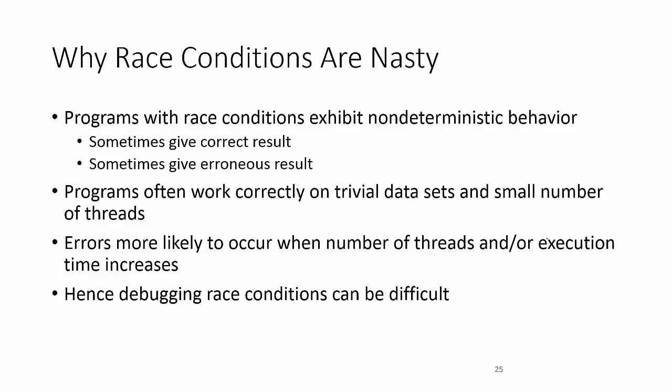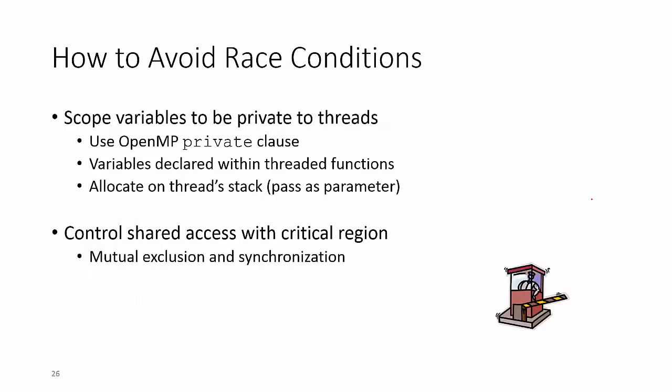So these are nasty problems because programs with race conditions exhibit non-deterministic behavior, and you don't want non-deterministic behavior. Sometimes correct results, sometimes wrong, so it's tricky to find. The way to avoid a race condition is to scope variables to be private, if possible. You can use OpenMP private, and you can declare variables inside functions and so on. But in most cases, when you have real communication, you can't really do that, and you then need to ensure that you have mutual exclusion to data structures.